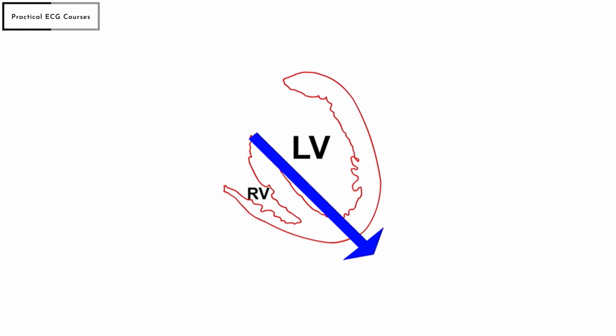So what is electrical axis? It is nothing but the average direction of electrical activity in the heart. I'll repeat that once again. Electrical axis is the average direction of electrical activity in the heart. It's that simple. Now, how do you calculate axis? In this picture, you can see that the mean axis is pointing downwards and to the left. But how do you quantify this?